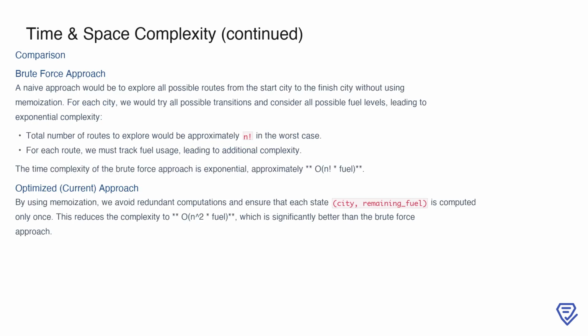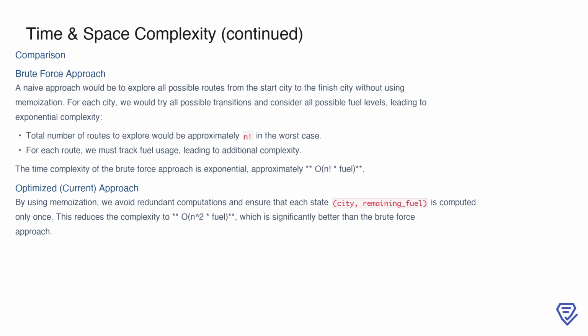To compare, a brute force approach would attempt to explore all possible routes from the start city to the finish city without memoization. For each city, it would consider all possible transitions and track all possible fuel levels. This results in an exponential number of routes, approximately n^n, in the worst case. Additionally, tracking fuel usage adds another layer of complexity. The time complexity for this naive approach would therefore be around O(n^n * fuel).